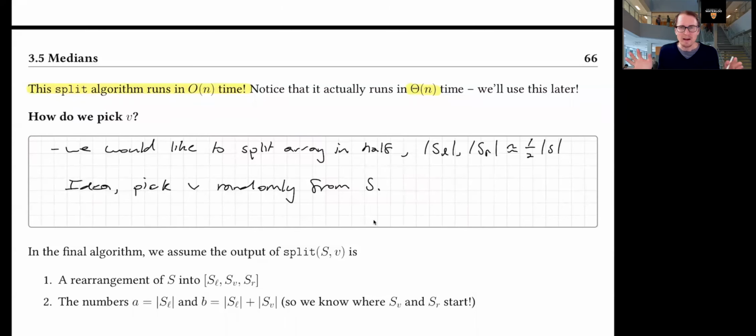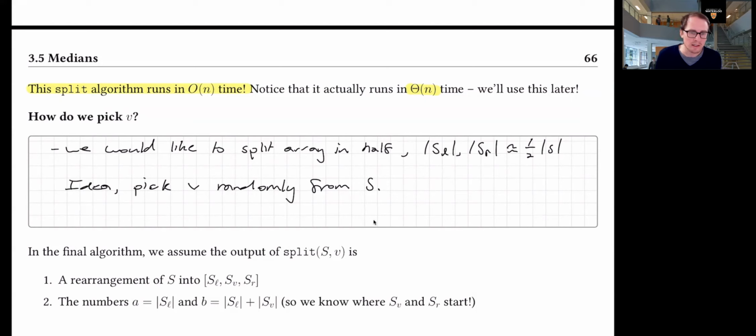On average, I should pick a number that's sort of near the median, because half the elements are smaller than it, half the elements are bigger than it. It's not like I'm going to hit the median every time, but it's also kind of unlikely that I always get the smallest or I always get the largest. I should get something in between. So maybe this works, and we can formalize that idea.